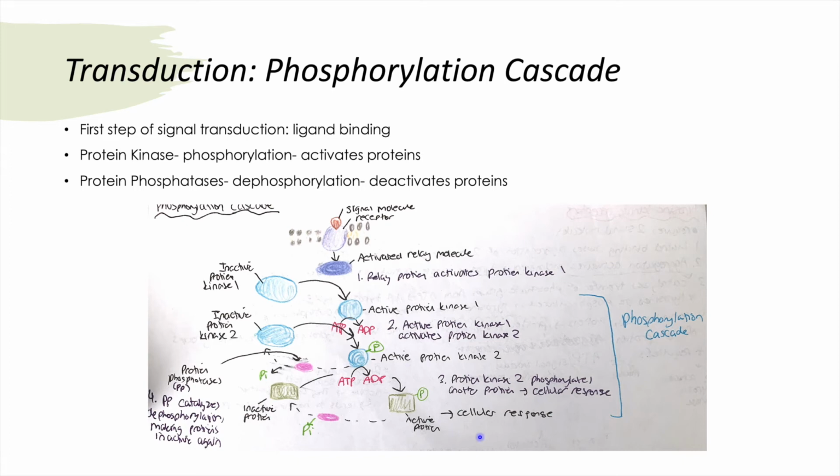After the cellular response, protein phosphatases initiate dephosphorylation by removing the inorganic phosphate groups from the proteins, deactivating them, and stopping the cascade.